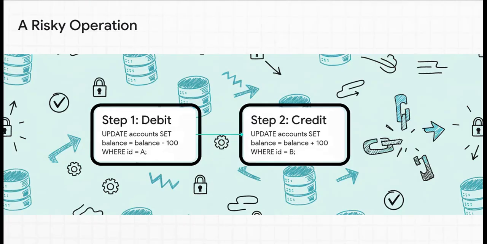Okay, picture this. A simple bank transfer. It's really two separate steps, right? Step 1, take $100 out of account A. Step 2, put that $100 into account B. But what if the power goes out right after step 1 finishes, but before step 2 can even start? Uh-oh, account A is down $100, and that money never showed up in account B. It just vanished. That's a total disaster.